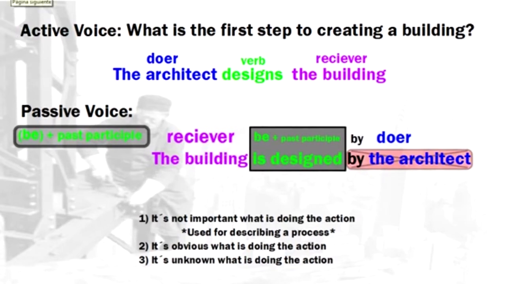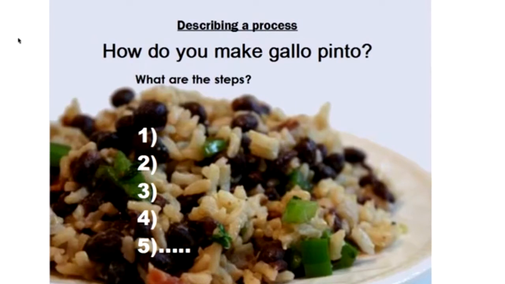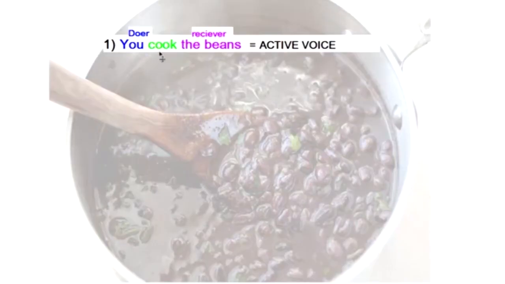Alright, very good. So, let's look at our grammar when we're describing a process. For example, how do you make gallo pinto? What are the steps? So there are many steps when we make gallo pinto, but maybe the first step, and maybe the most important step, is this, that you cook the beans. Now this sentence is in the active voice because I'm using you, and that's the doer, because the doer cooks the beans, and the beans are the receiver.